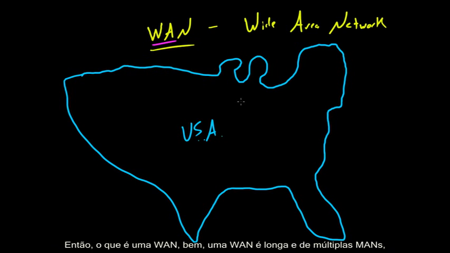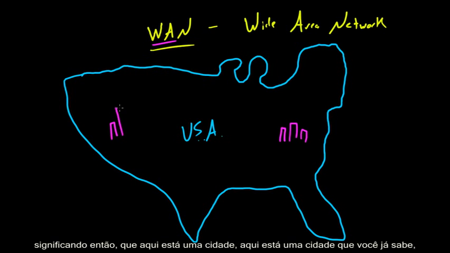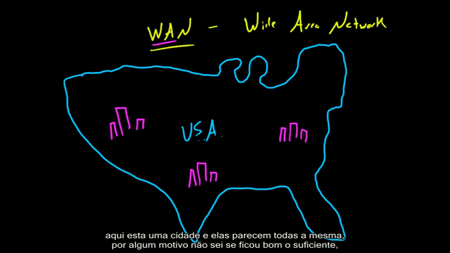So what is a WAN? Well, a WAN is made up of multiple MANs. So here's a city, here's a city. They all look the same for some reason. I don't know, good enough.